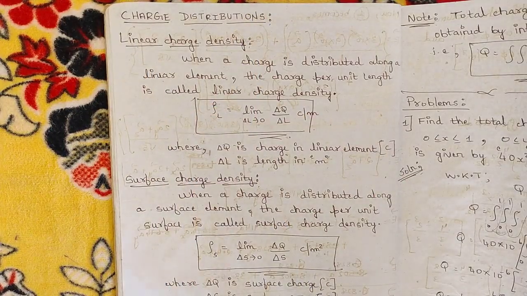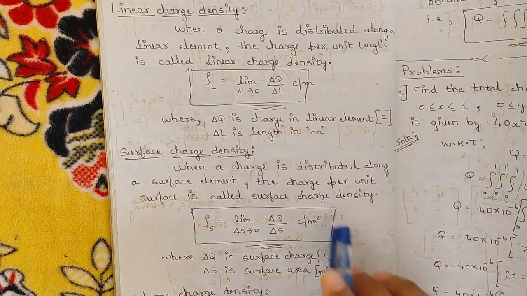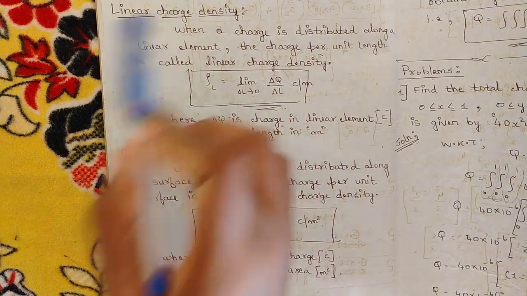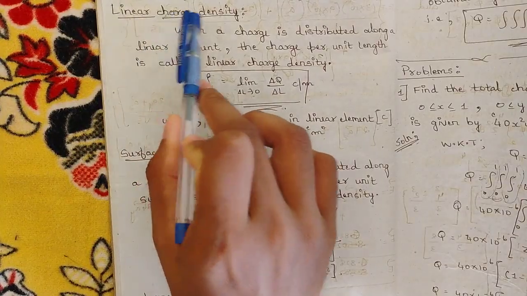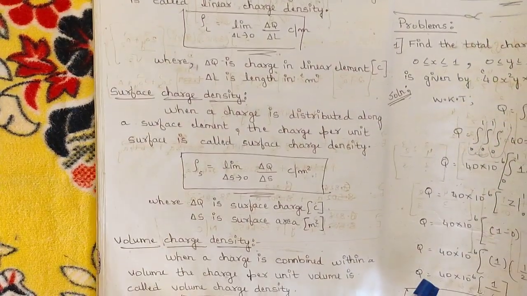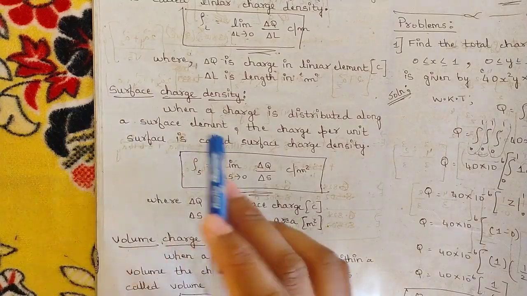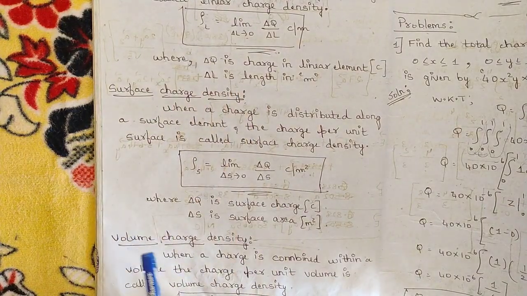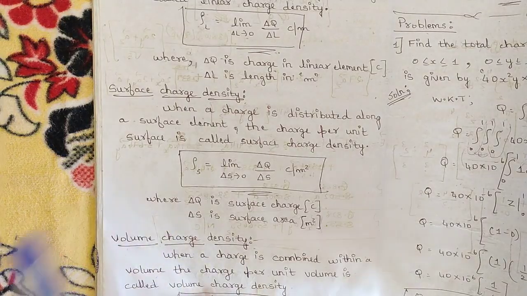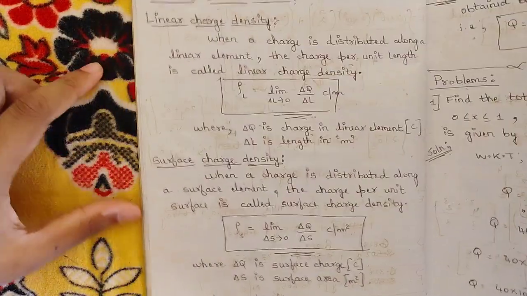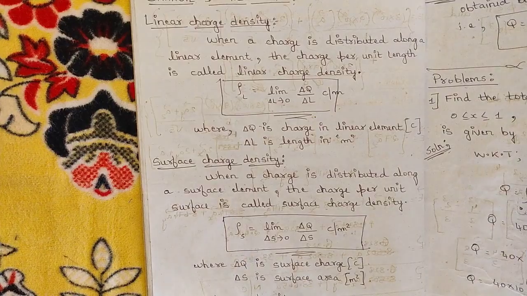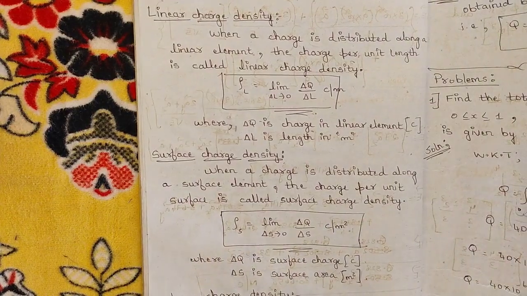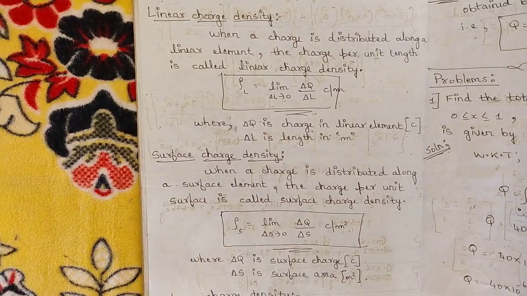In this we have three important kinds of charge distributions. Either the charges are distributed linearly, which is called linear charge density, or the charges are distributed on a surface, that is surface charge density, and finally volume charge density. So let us see what these linear, surface and volume charge densities are. First is linear charge density.